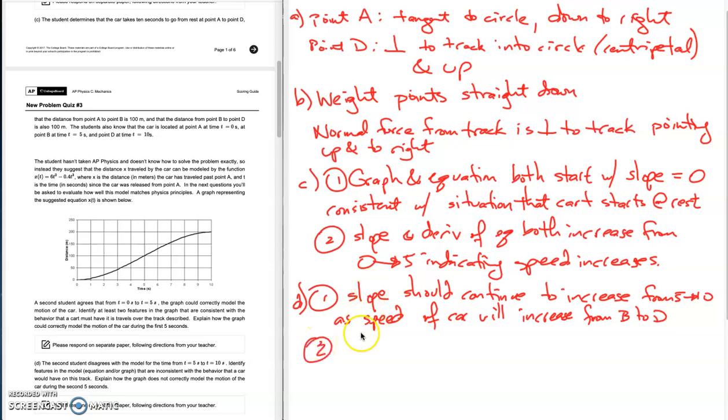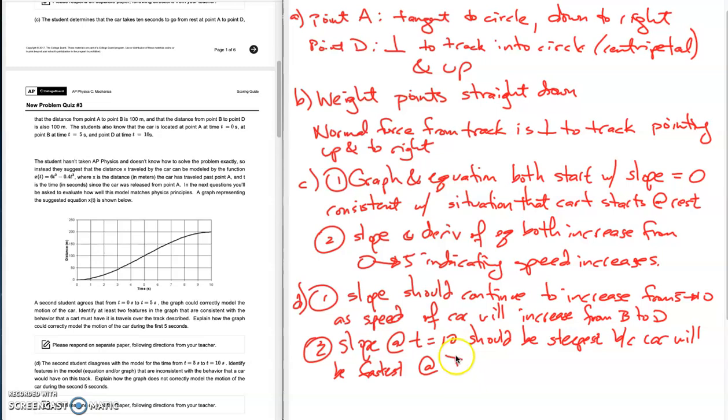All right, and the second thing is the slope at time equal to 10 should be steepest because the car will be fastest at D. The graph shows that the car would have zero velocity.